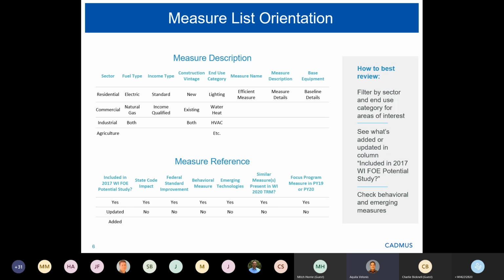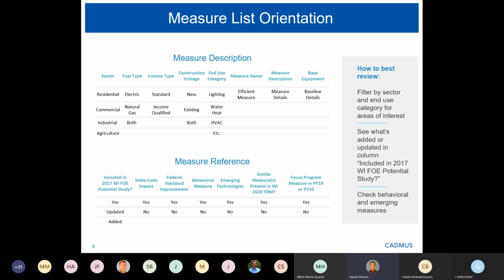It will also provide measure details, such as the measure name and the efficiency of that measure, as well as baseline details. And this will help provide context of what the savings and the costs are going to be compared to. The second set of columns are reference columns, and they provide some context for each of the measures.